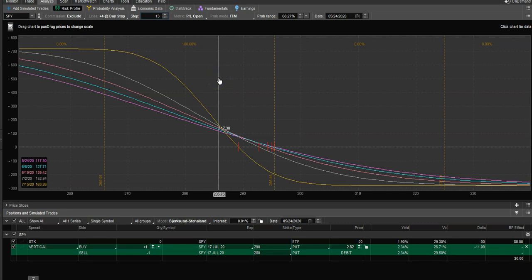So I hope this helps for understanding how to use the Analyze tab, trading on Thinkorswim.